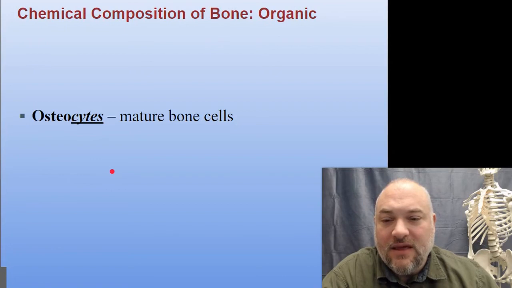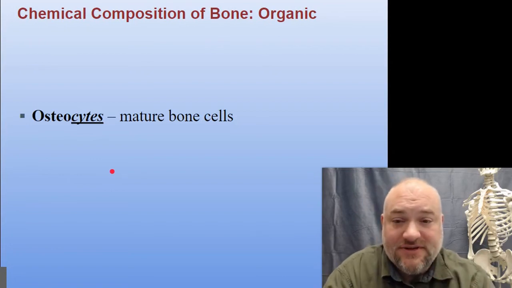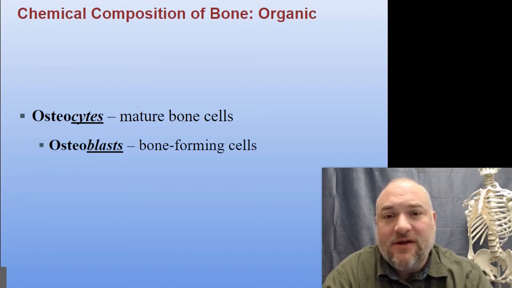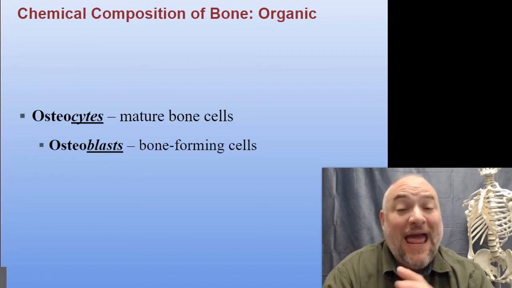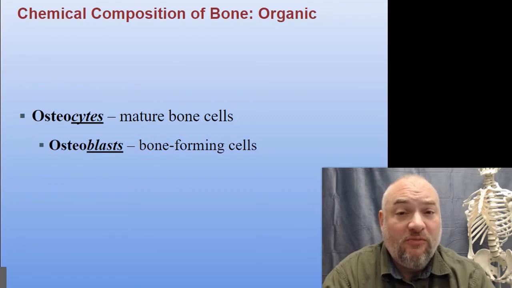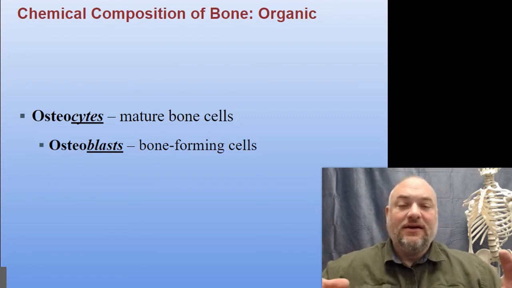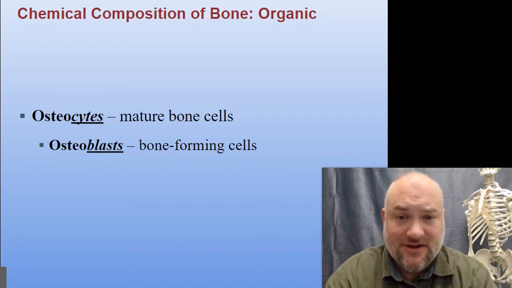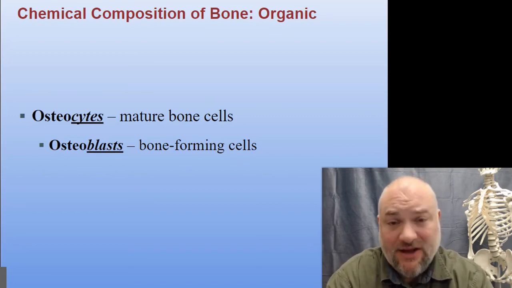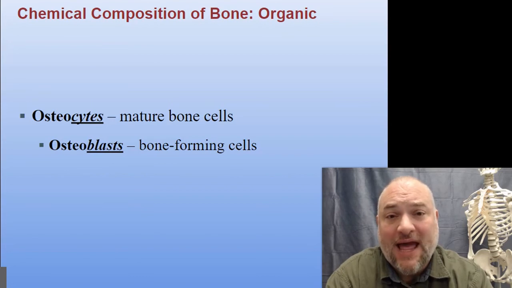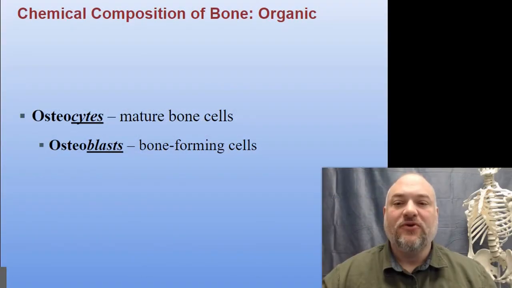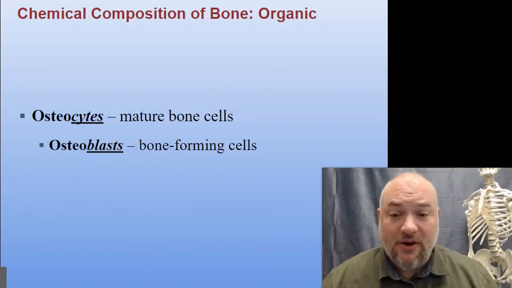Okay. So here's where we get the different bone cells. Osteocytes are the mature bone cells, and they can be divided into two main types. Osteoblasts are bone-forming cells. Those are the cells that actually produce the collagen fibers and produce the bony matrix that make bone and lay down new bone. Osteoblasts. I remember this like the Big Bang Theory. Big blast created the universe, right? So osteoblasts create the bone.